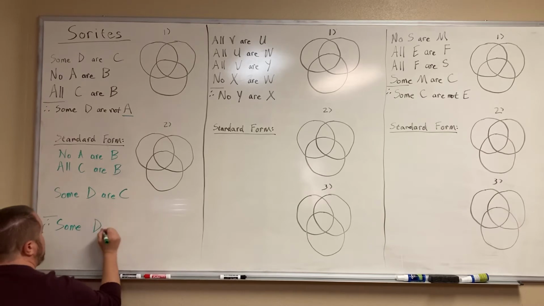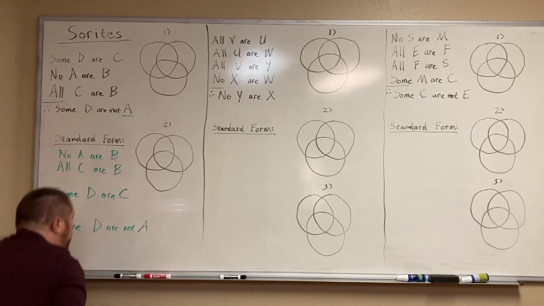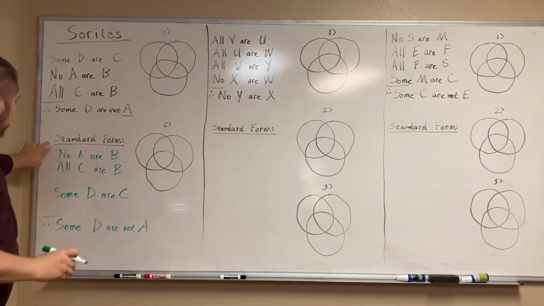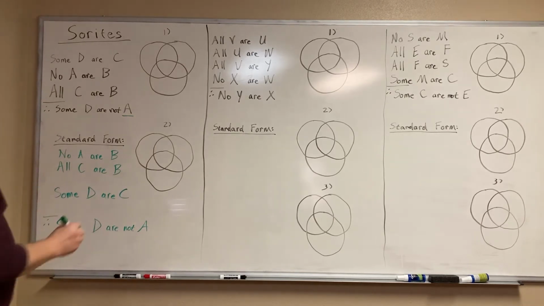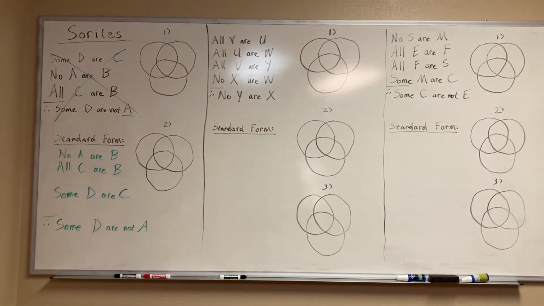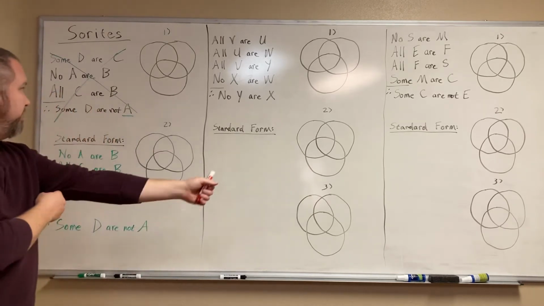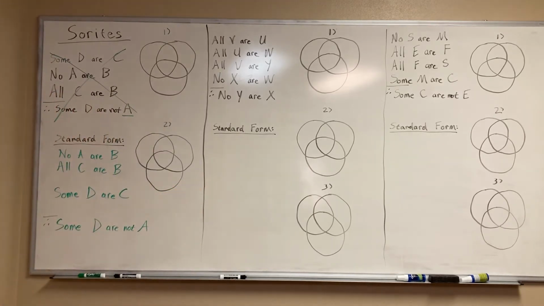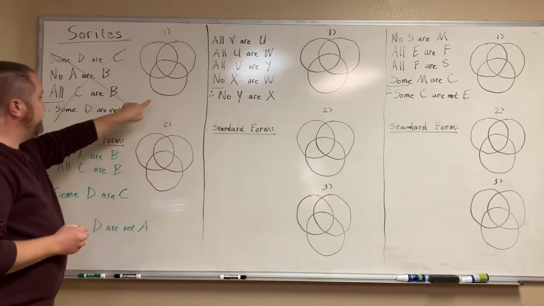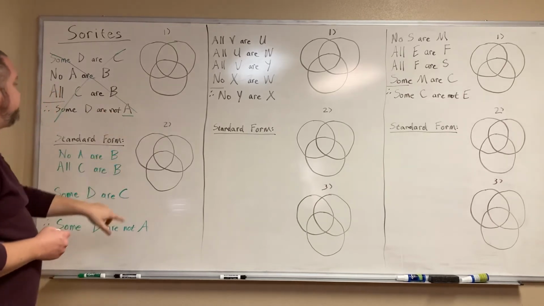Some D are not A. Okay. So this is the standard form that we're going to be using top to bottom. So we can kind of cross this out, not worry about it anymore. This is the new form that we're using. I'm going to switch to a red marker so that we can highlight some of these. So we're going to make a Venn diagram for each test that we're doing to create a subconclusion.